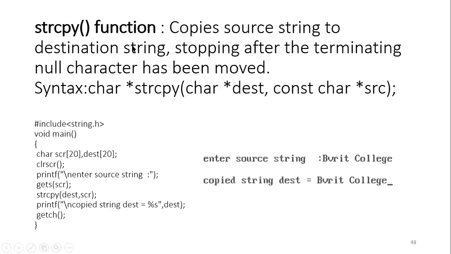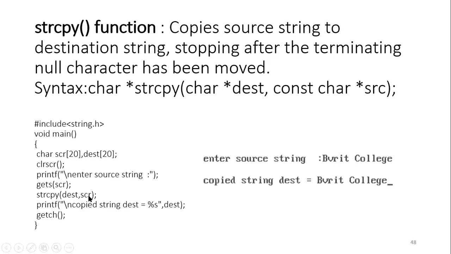strcpy copies source string to the destination string, stopping after the terminating null character has been moved. That means bvrit college along with \0 are copied into destination string. So strcpy accepts two strings as arguments and returns the character pointer, which is nothing but a string.